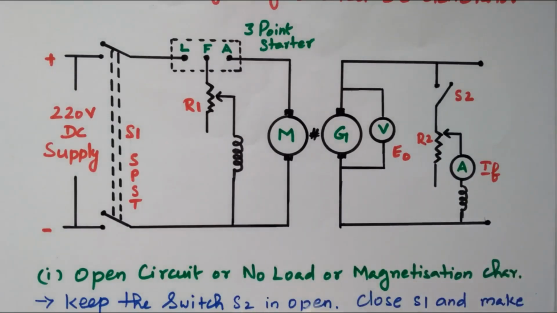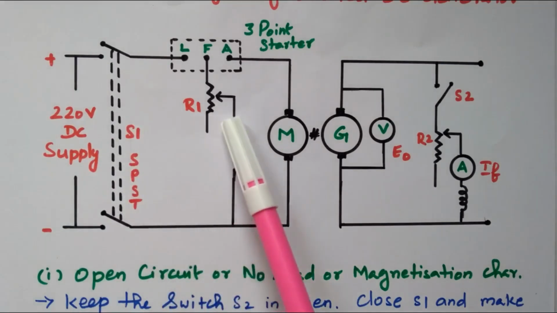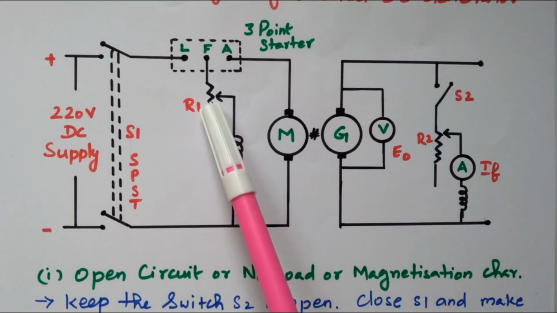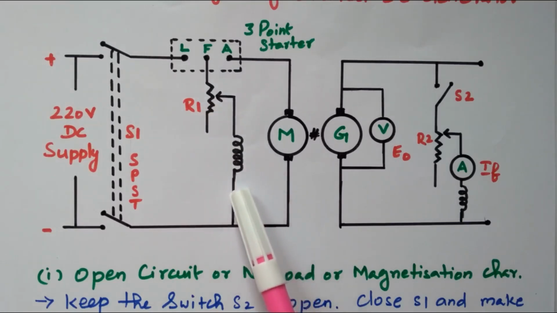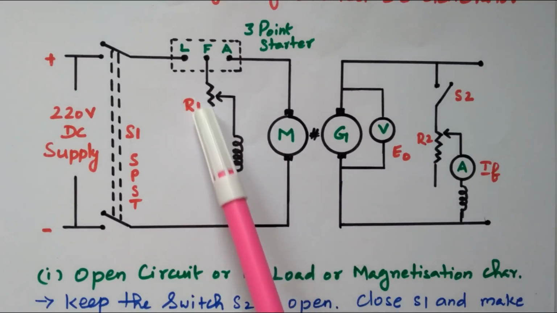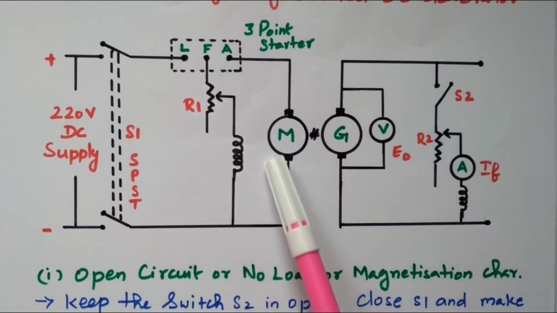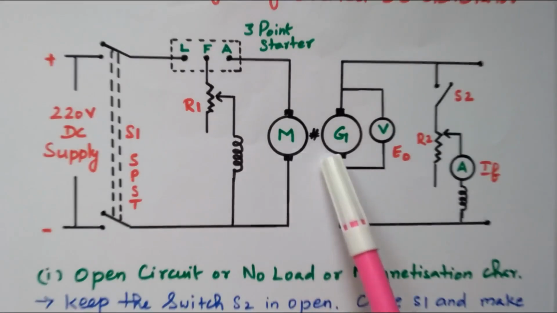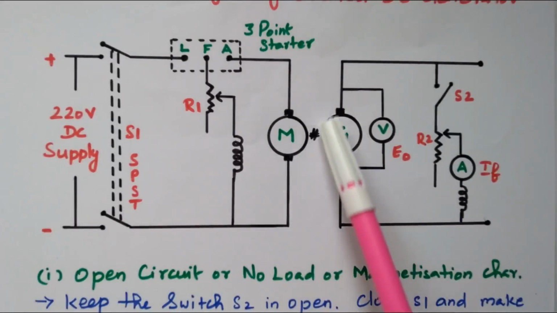Now we'll explain again. The supply is given, the switch is closed, so the supply is given to the motor. By adjusting this resistor R1, the current flows through the field winding, so the motor starts to rotate. R1 is adjusted in order to bring the motor to the rated speed. The motor is coupled with the generator, so the generator also rotates.